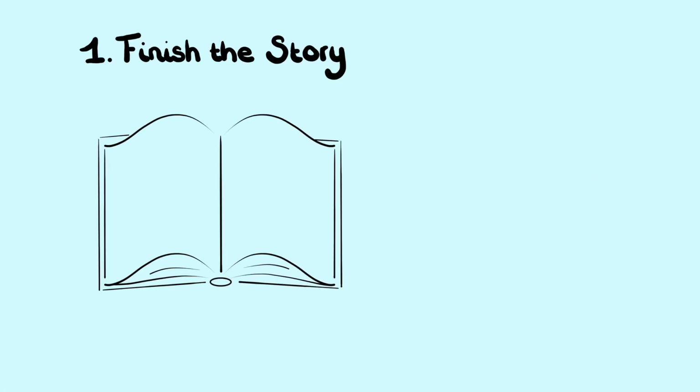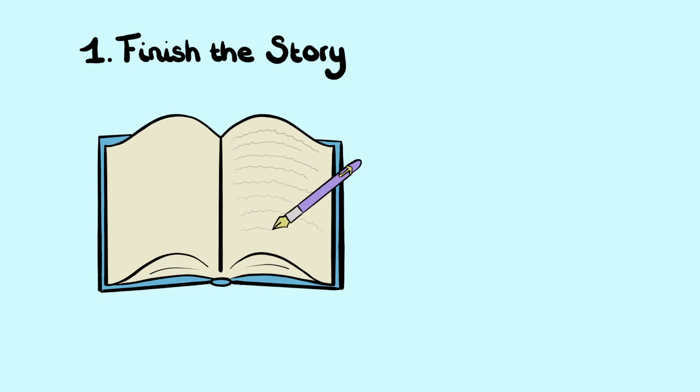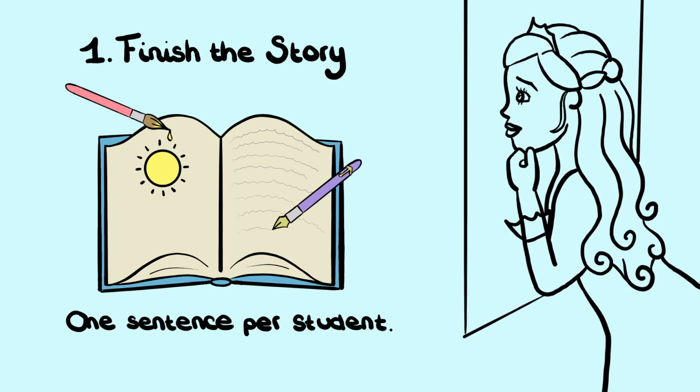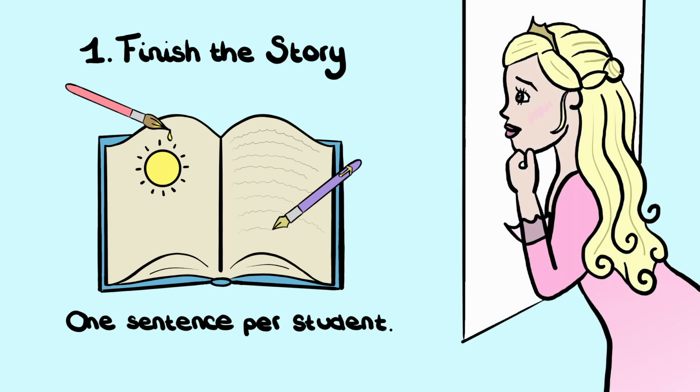1. Finish the story. The idea is that you start a story by giving the students an opening sentence, and then it's up to them to continue the story with 1 sentence per student. You or a student could, for example, start with something like, "Once upon a time in a faraway land, there was a princess who dreamed of being kidnapped by aliens." It's up to your students to continue and finish the story 1 sentence at a time.